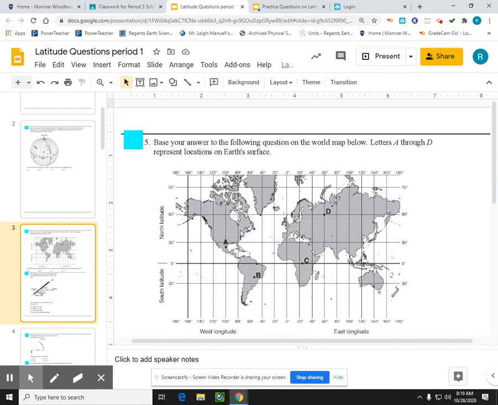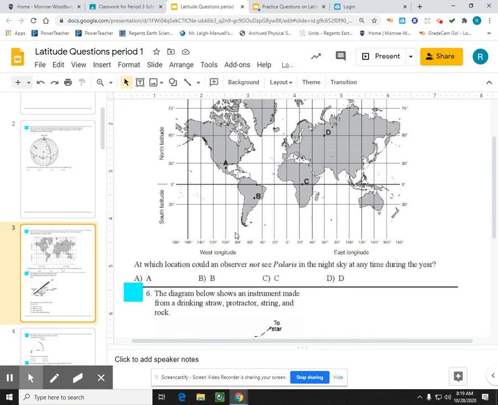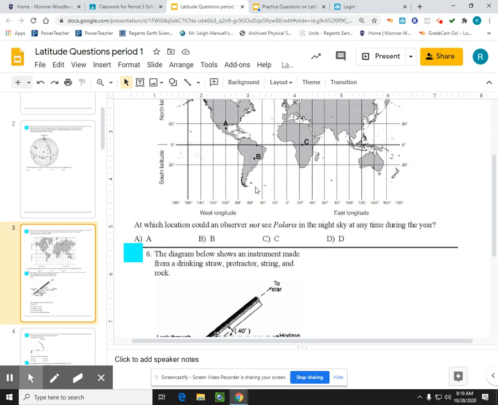Okay, base your answers to the following questions on the world map below. Letters A through D represent locations on the Earth's surface. At which location could an observer not see Polaris in the nighttime sky? The answer would be B, because it's in the southern hemisphere.